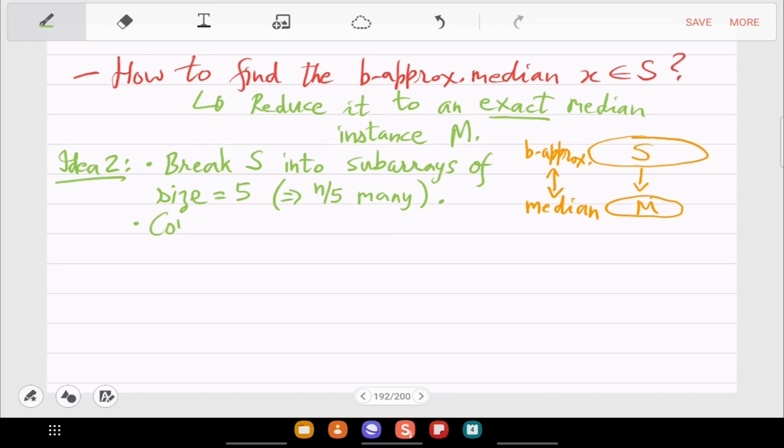So compute, so let's call that M. So M is the set of their medians. Right, so now you have n by 5 medians, and what should you do? So obviously you should take the median of medians. Right, so that's the last step. You take the median of these medians.